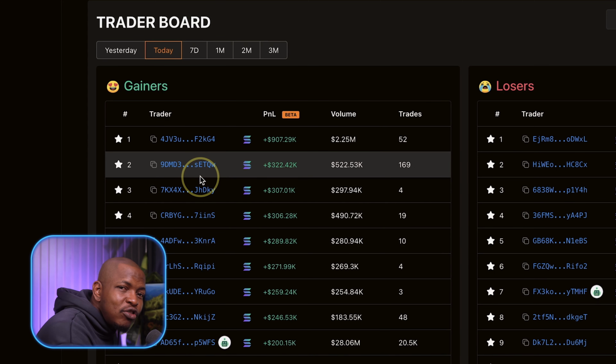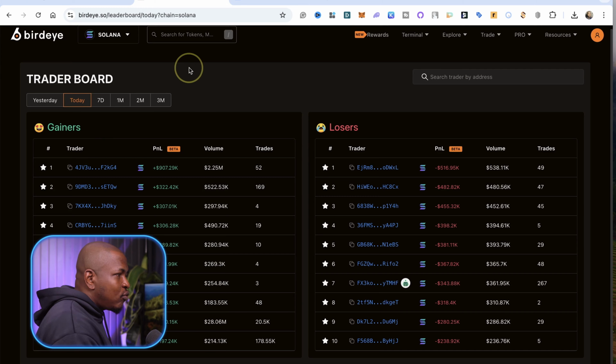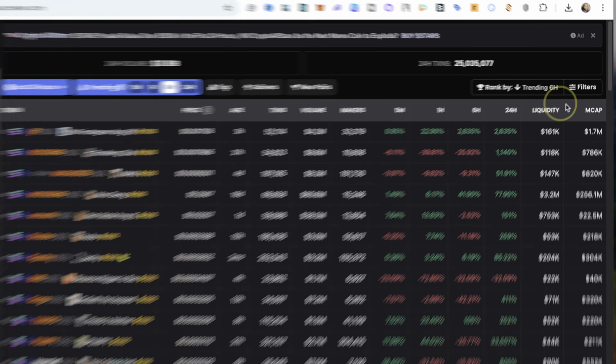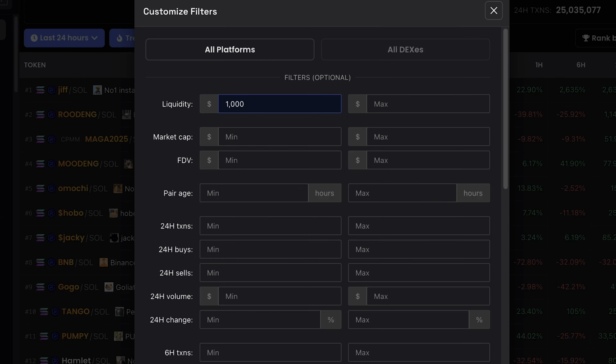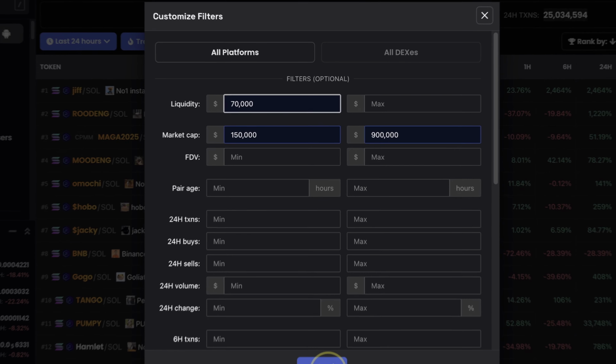So we just move straight to number 3, the third strategy to look at a wallet. How you do this one is you go straight to Dexscreener. On Dexscreener, I'm going to apply some filters because I'm looking for a coin that has a market cap from say 150,000 to 900,000. I'm looking for something that is less than $1 million. I'm looking for liquidity that is not less than 70,000. So I'm going to click on apply.